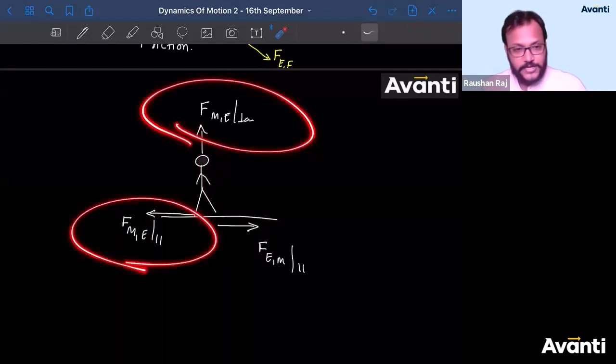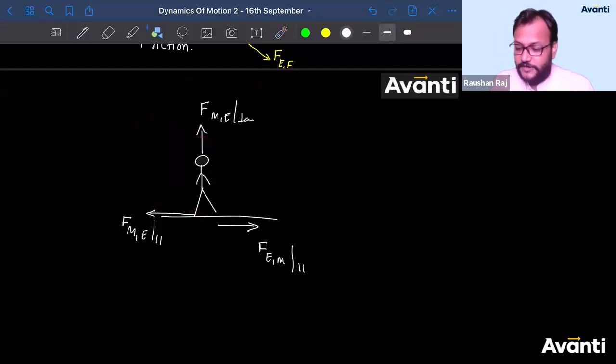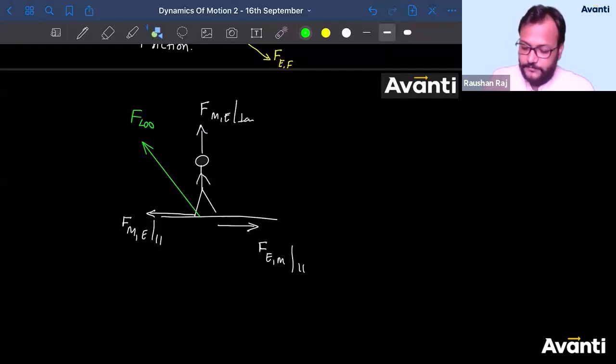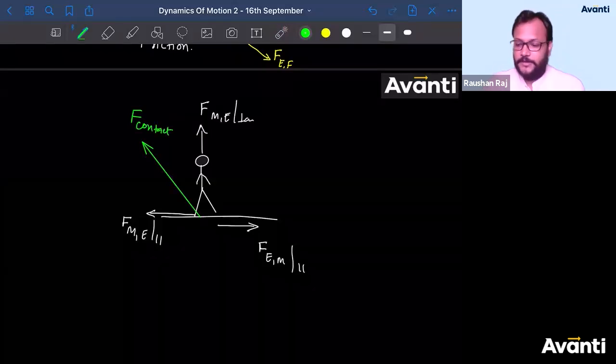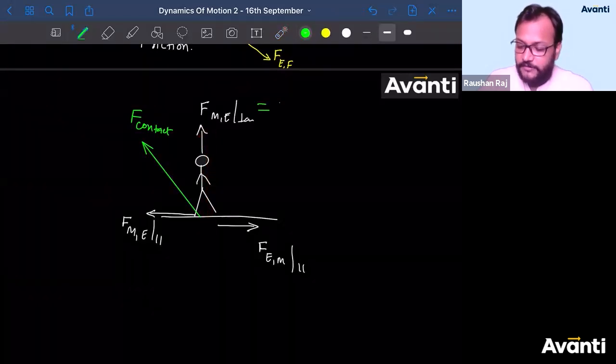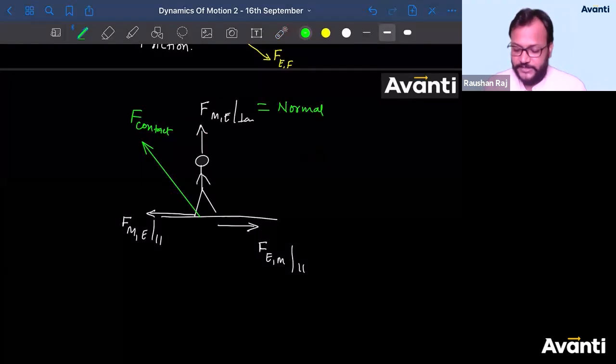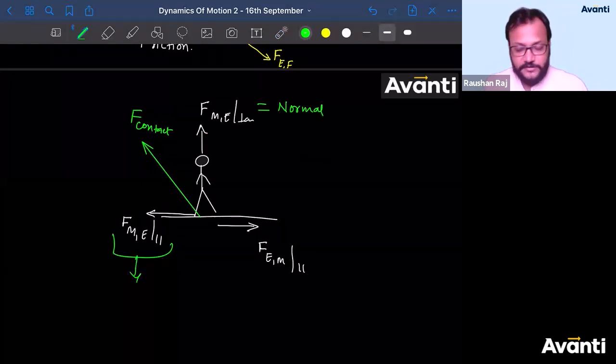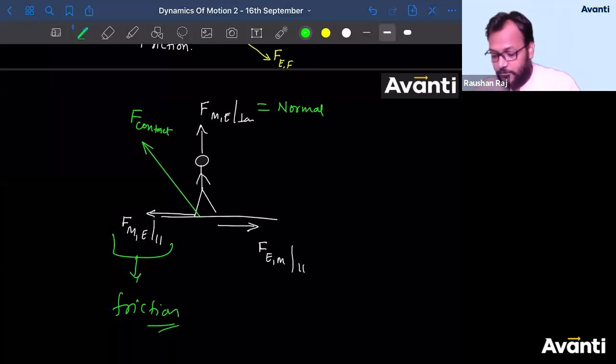Resultant of these two will be called the contact force. This is the contact force. The one which is perpendicular to the surface in contact is called the normal force. Normal, perpendicular. Okay? The one which is parallel to the surface in contact is called friction. Aishwarya and other guys, those who were having doubt, now I am expecting that your doubt must have been cleared. Still, if you have any doubt, please let me know.